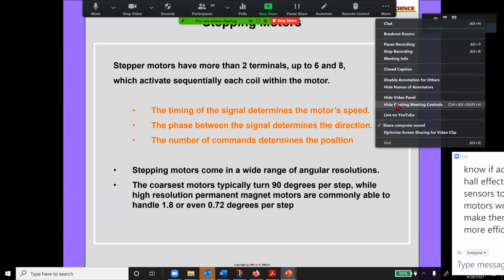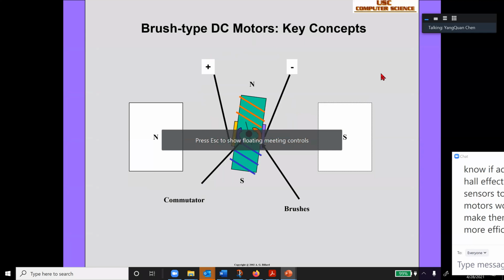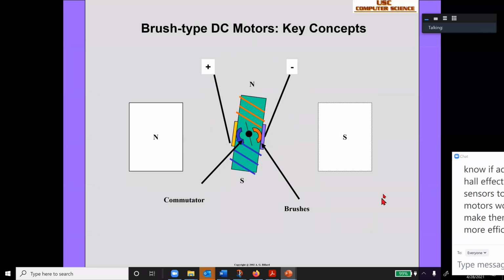Let me do this. For brushed type, today we are going to learn brushed type. Next lecture, we are going to look into brushless type. Brushed type is DC motors. So you power supply with DC, and then you have a commutator in here. Then these are considered as a brush, which goes with this.